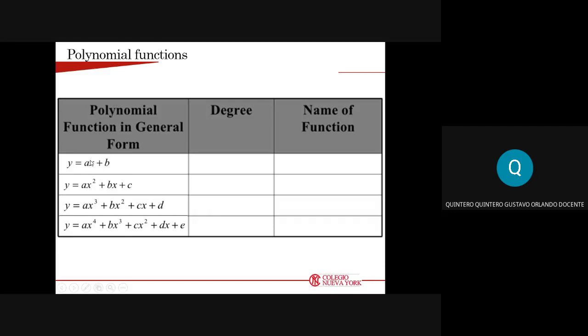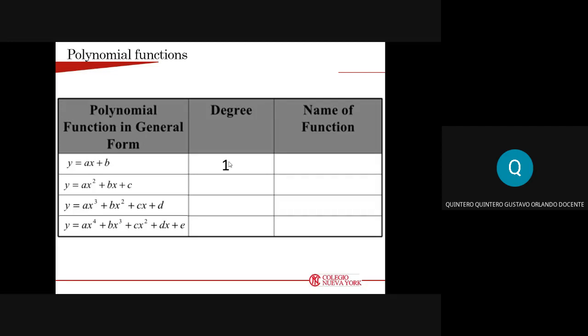Now, what is the degree of this polynomial? We remember that: the degree is the biggest exponent that we find in the expression. Since we cannot see any exponent here, we know the biggest exponent is 1. So the degree is 1.